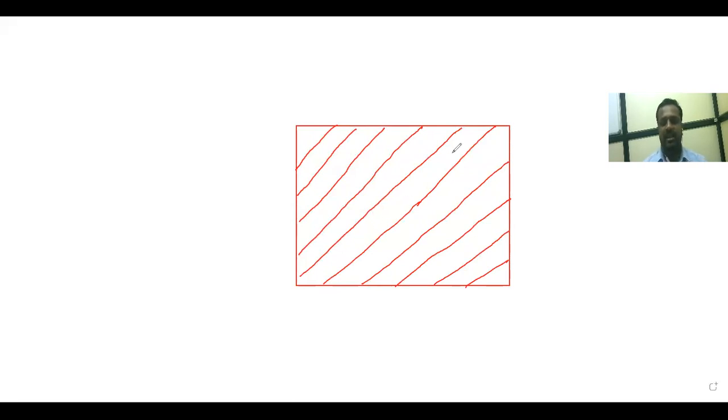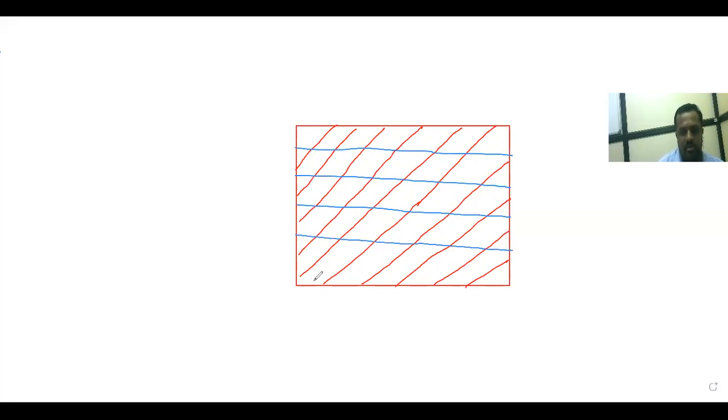Once you have drawn the inclined hatching line at 45 degrees, the next step for the insulating material is to draw a horizontal line, like this, a horizontal line with the line spacing to it. Now see, this is the conventional representation for the insulating material.